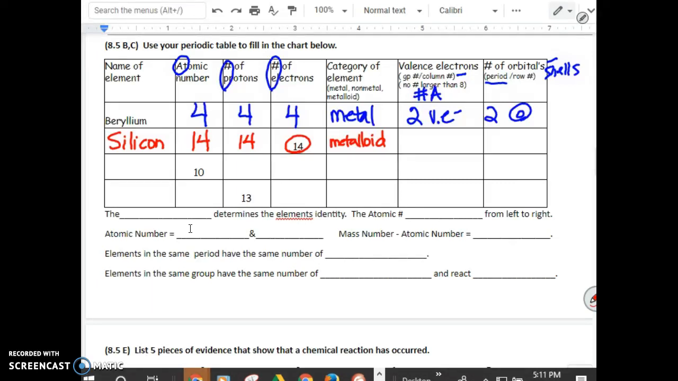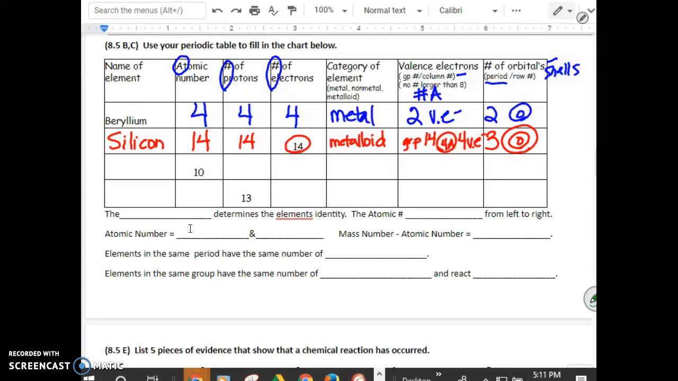This is also in group number 14. So group 14, which tells me right under there, it says 4A. So I've got 4 valence electrons. It's that little A number there. Number of orbitals, I go off to the side. These are the ones that go from side to side. It's going to be 3, the period 3. That tells me that I have 3 energy levels or energy shells.